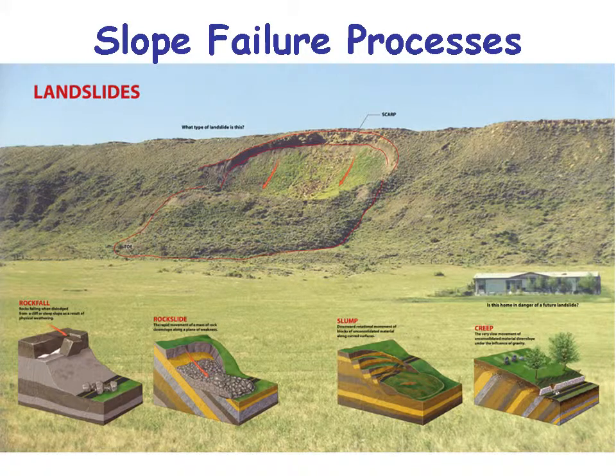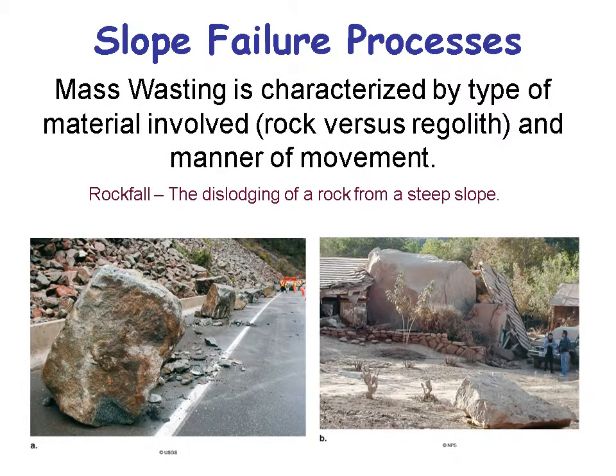So anyway, types of slope failure. You have rock fall, and you see a picture on the left of rock fall. You have rock slides, and you have slump, and you have creep. Different types of slope failure processes. So let's spend some time talking about these slope failure processes: rock fall, rock slides, slump, and creep. Mass wasting is characterized by the type of material involved. Here's a rock fall. So you have a road that's shut down because rocks came off that cliff, and somebody's going to have to come in and remove those so the road can be driven on. And here you have a rock that came down a cliff and crashed into a cabin. It's a big rock.